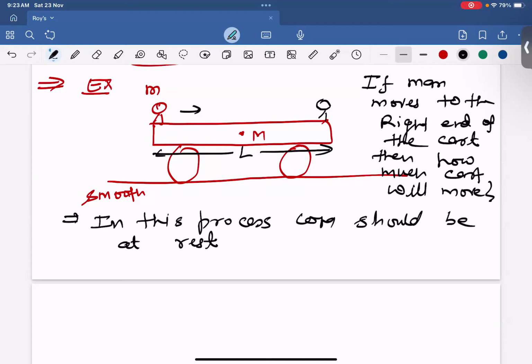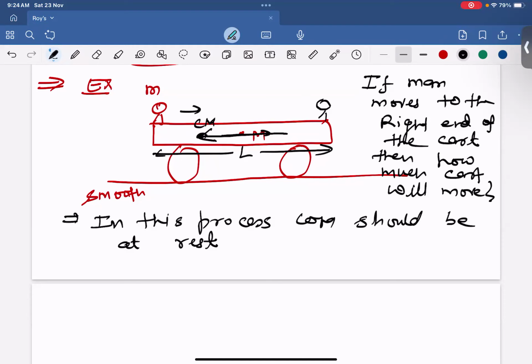But the man is moving, so the center of mass also has a tendency to move towards right, because the center of mass will follow the man. But the center of mass should be at the initial position only. So if the center of mass has a tendency to go towards right, then the cart will go in the backward direction so that the center of mass remains in the initial place. If the center of mass was here, it should remain here only. So if the center of mass is trying to go towards right, then the cart will itself come towards left so that the center of mass remains at the same place. Do you understand, Neil?